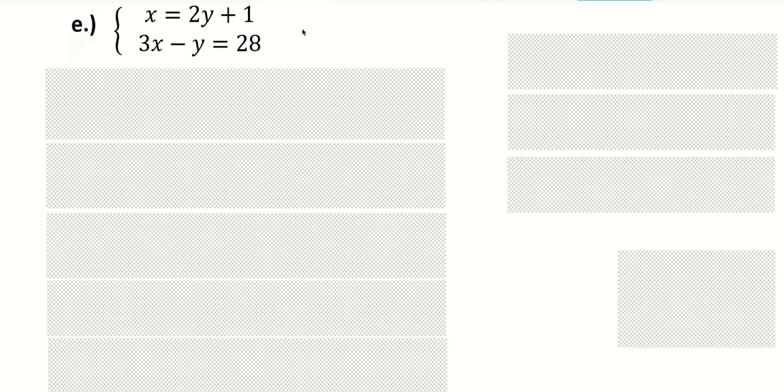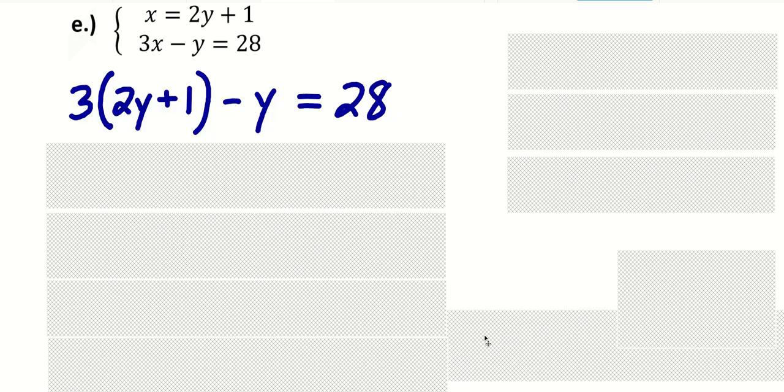Do we already have one of the equations solved for either x or y? Yeah, look, this first equation is solved for x, finally. Finally, we have x equals something. It's going to work the same way. So now that we know that x equals this, like they're interchangeable with each other, x and 2y plus 1, we can substitute 2y plus 1 into the x in the other equation.